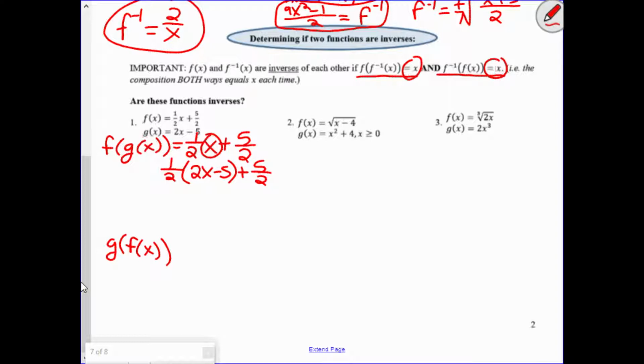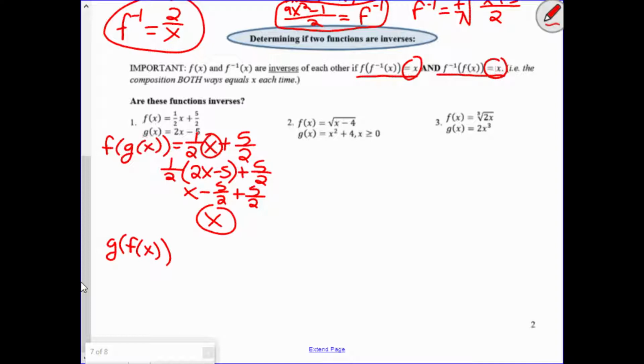Everybody with me so far? This is composition. Now what? Distribute. If I distribute 1/2 to 2, they just cancel, so it's just x. And then if I distribute 1/2 to -5, I'm going to leave it as a fraction. So I distribute the 1/2, and I have this situation. What happens when I have -5 halves and +5 halves? They cancel, leaving me with x. Awesome. The first one is x.